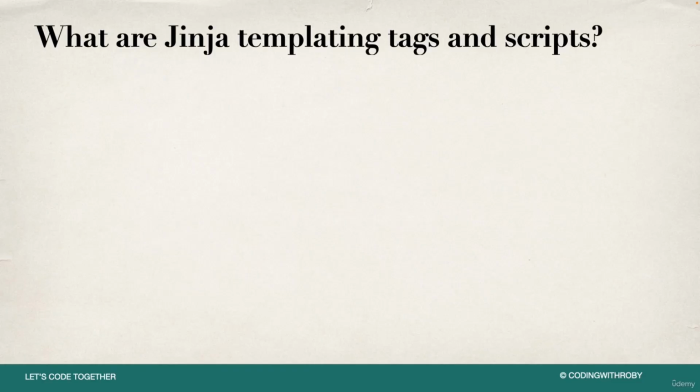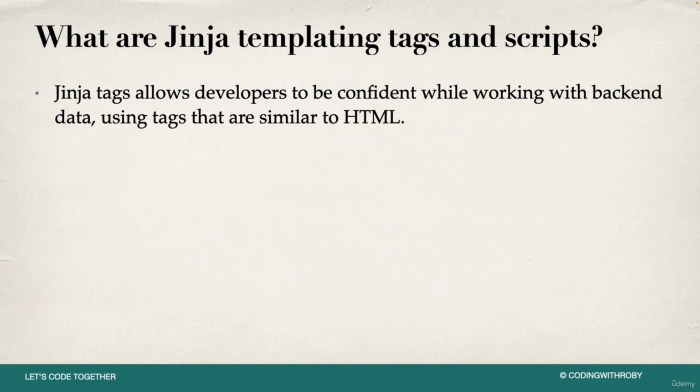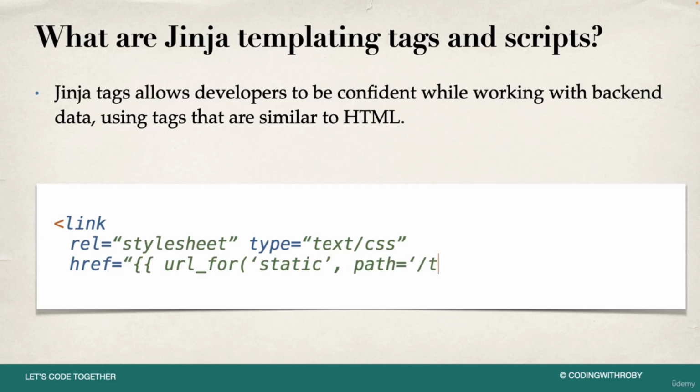So what are Jinja templating tags and scripts? Well, Jinja tags allow developers to be confident while working with backend data using tags that are similar to HTML. So for example, on our front end, there might be a link that references a style sheet. But right here in the href, we can see that it's going to say url_for static, and then it says our path to where our CSS lives. That is Jinja doing its magic to bring in the CSS, which is in a different file within our application.